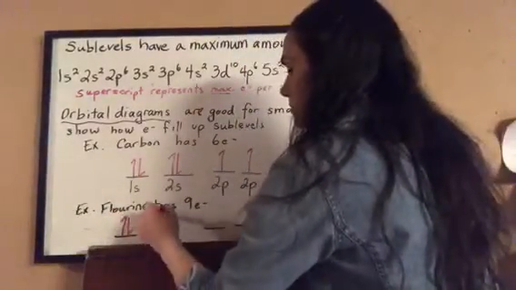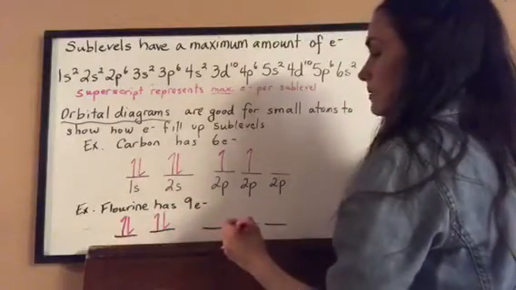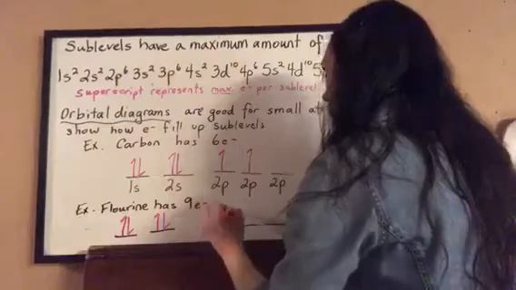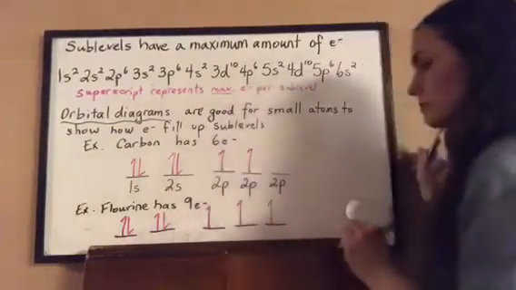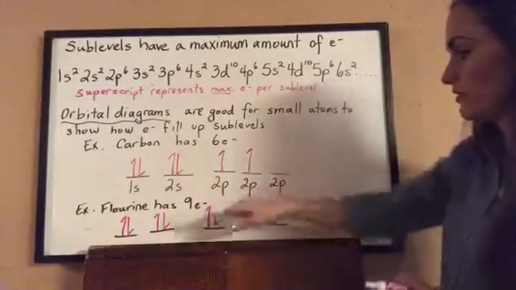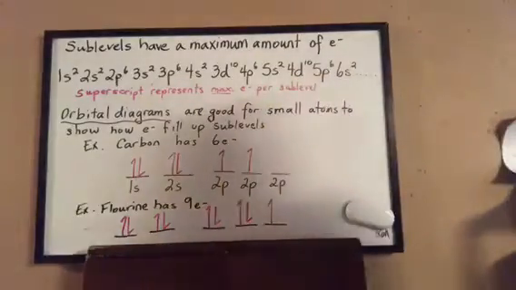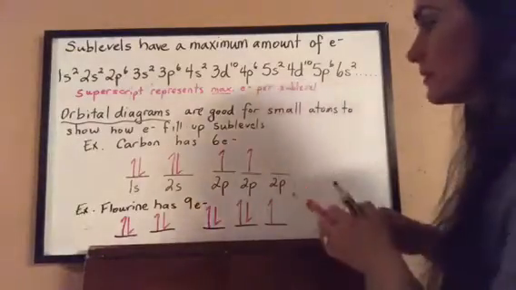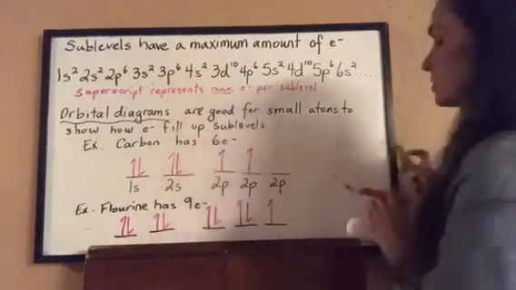1s2, 2s2. Okay, that's 4 of the 9. 5, 6, 7, 8, 9. Okay, so they fill up each individual orbital singly, and then they double up afterwards. Now, what would the respective electron configurations be?